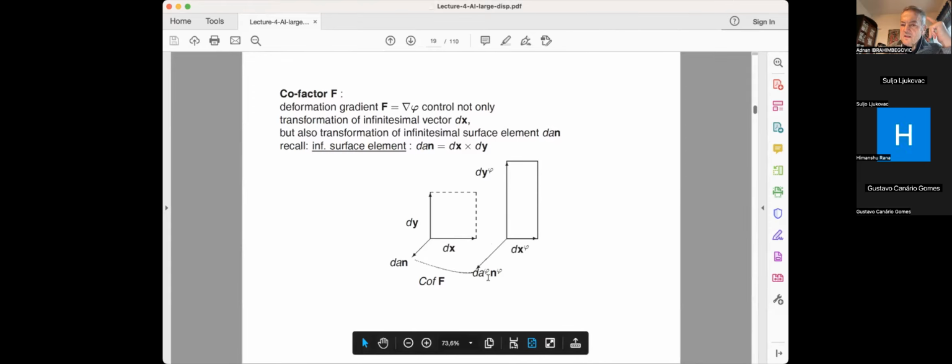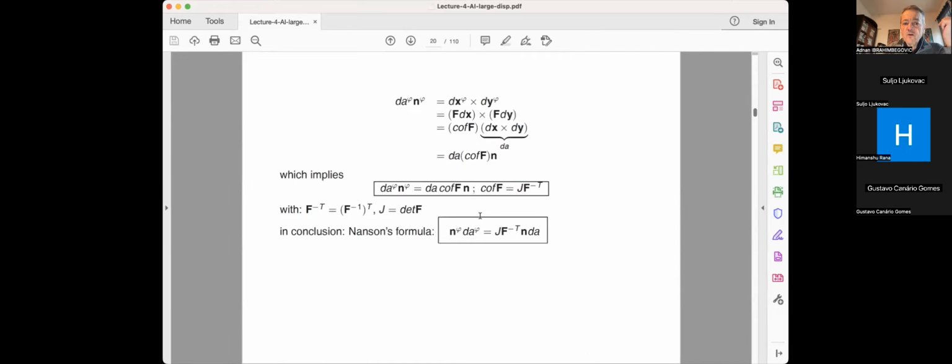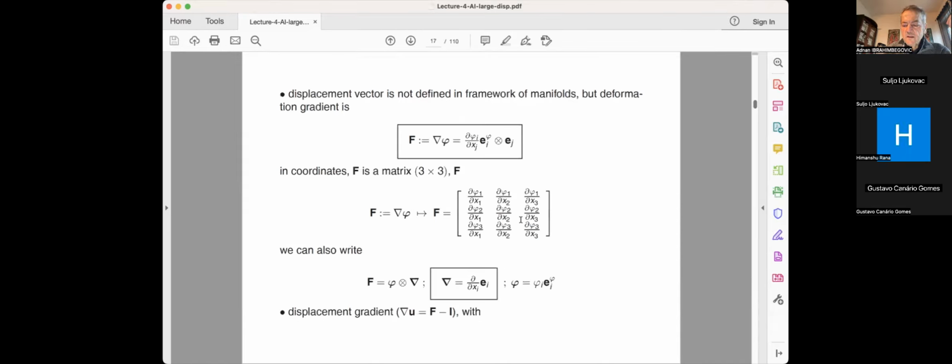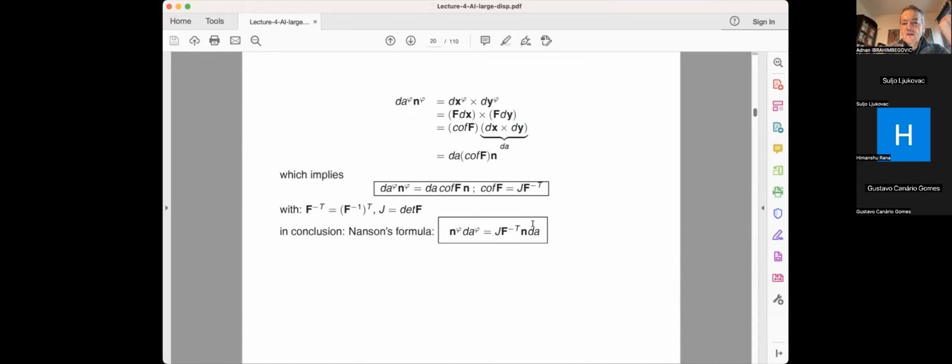So the connection between these two is done by the so-called cofactor of F. So if you know F, you can also compute the cofactor. What is the cofactor? Well, the cofactor is a product between F minus transpose. F minus transpose is either F minus 1 transpose or F transpose minus 1. These two things commute, and also multiply by J, where J is the determinant of F. When you write your F as a matrix, you can write your determinant, and that will be this J. So multiplying J with F minus transpose, you get the transformation of a surface element from the initial to the deformed configuration. How can you show that?